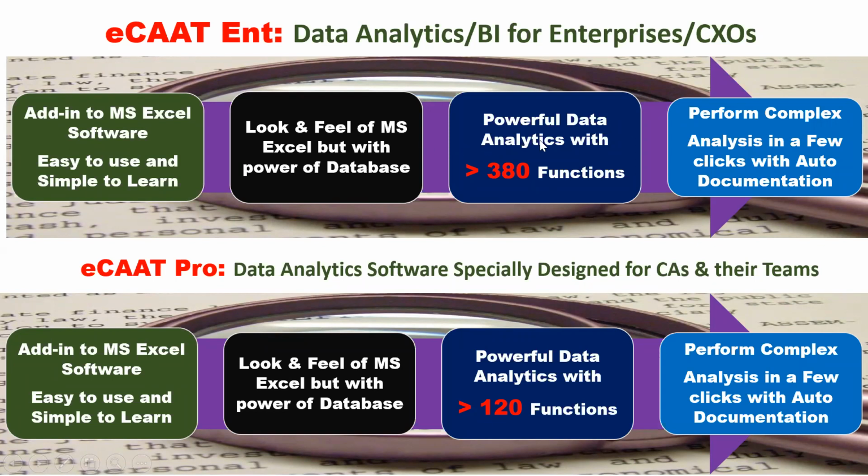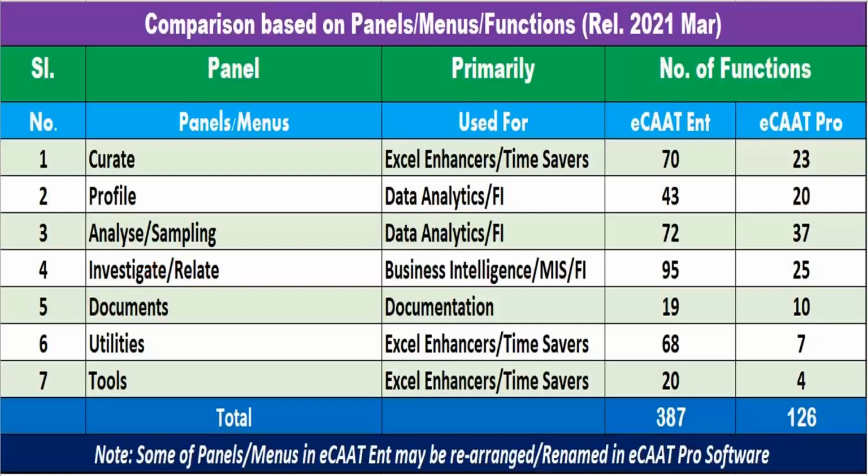If you look at eCAAT Enterprise, it has more than 380 functions, whereas eCAAT Pro has more than 120 functions. In both cases, you can perform complex analysis in a few clicks. Not only that, it also does auto documentation, which I'll show you a little later.